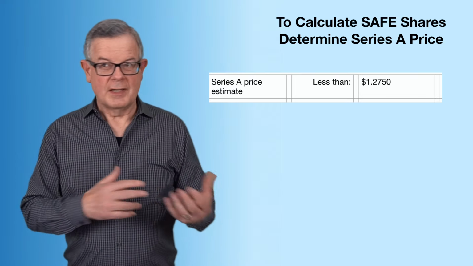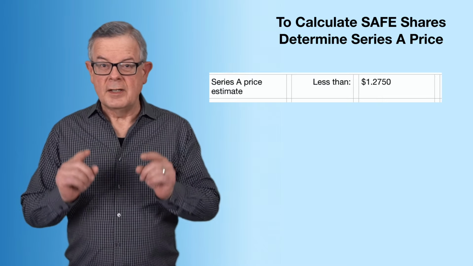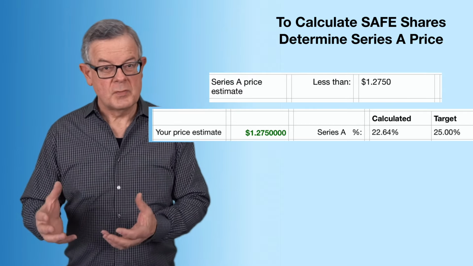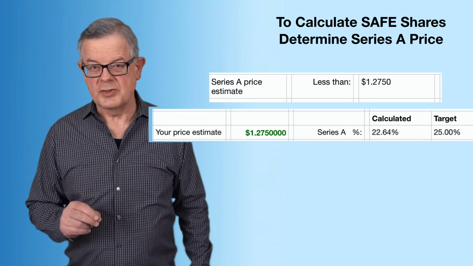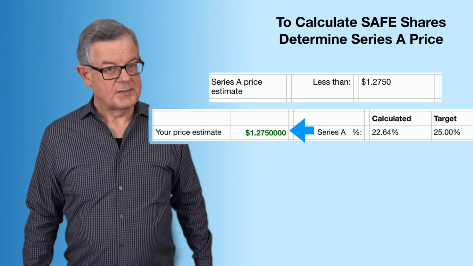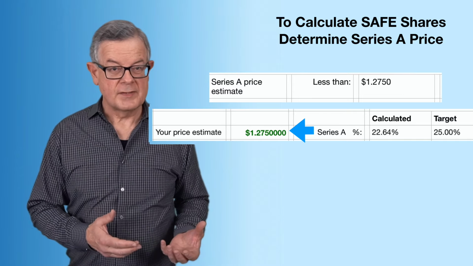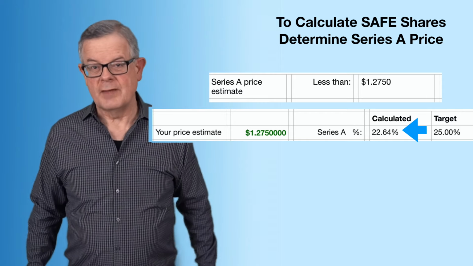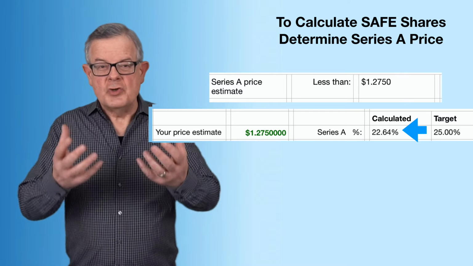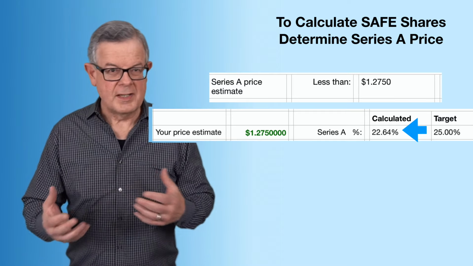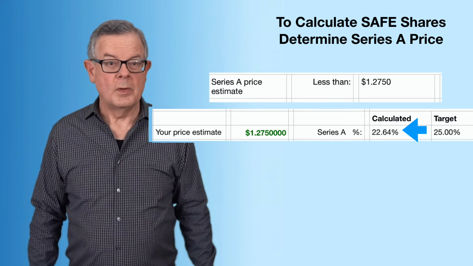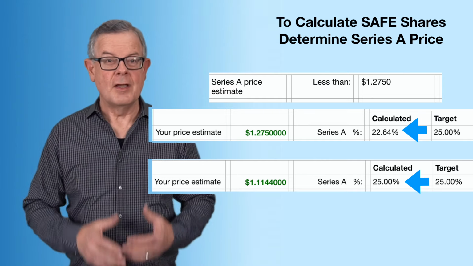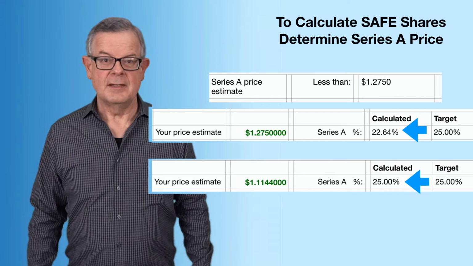What the spreadsheet has, just like the spreadsheet we went over in the last video, is a place where you can enter your guess, your iterated guess at a price. And the spreadsheet shows you what the implication is then for the percent ownership of the Series A investors. As you can see, when you plug in the $1.275 price, the Series A ownership is lower than it needs to be. It needs to be 25%, and it's less than that. So you know that you have to have a lower price. Now, if you tweak and experiment, slowly lower the price, what you'll find is $1.1144 gives you, at least out to 4 digits of accuracy, the right 25% for the Series A investors.